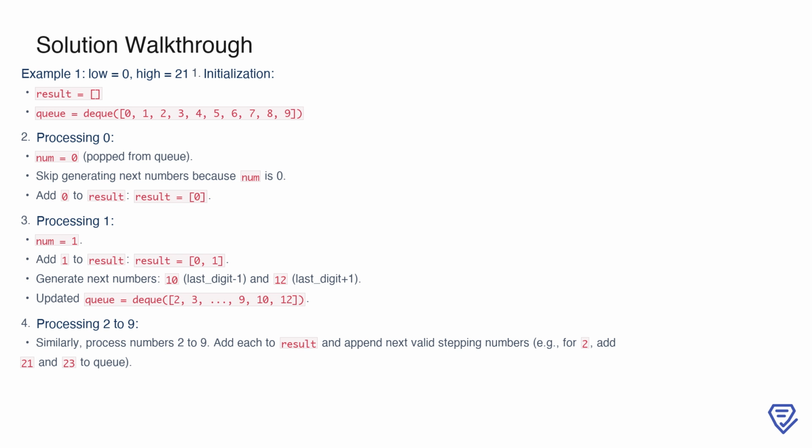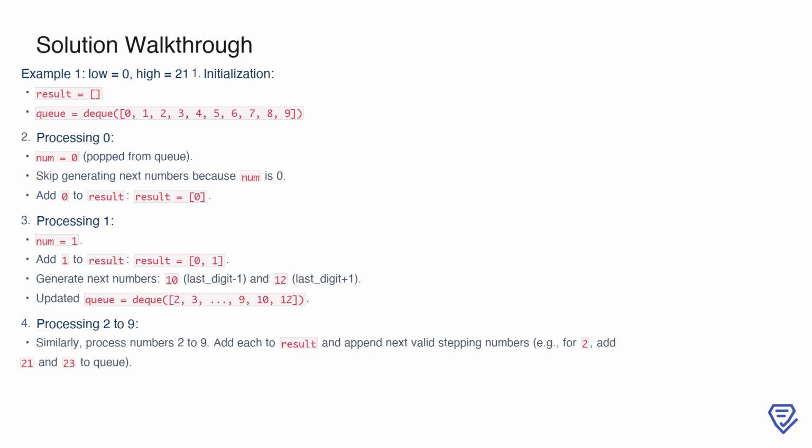To solve the stepping numbers problem, let's start with an example where the range is from 0 to 21. We begin by initializing an empty list called result to store our stepping numbers and a queue containing all single-digit numbers from 0 to 9. This queue acts as the starting point for generating stepping numbers. First, we process the number 0 by popping it from the queue. Since the number is 0, we skip generating any further numbers and directly add 0 to our result list.